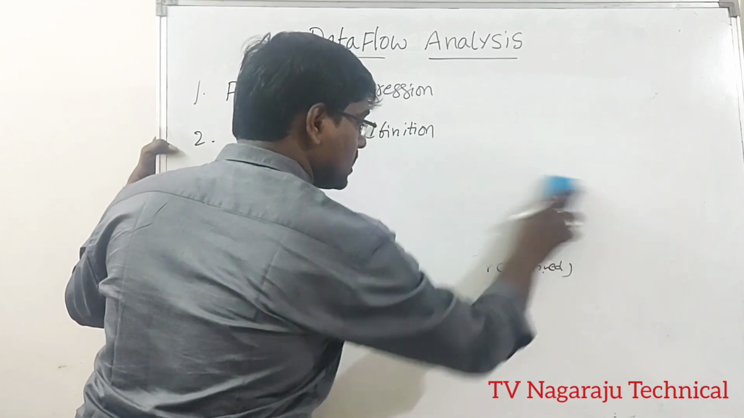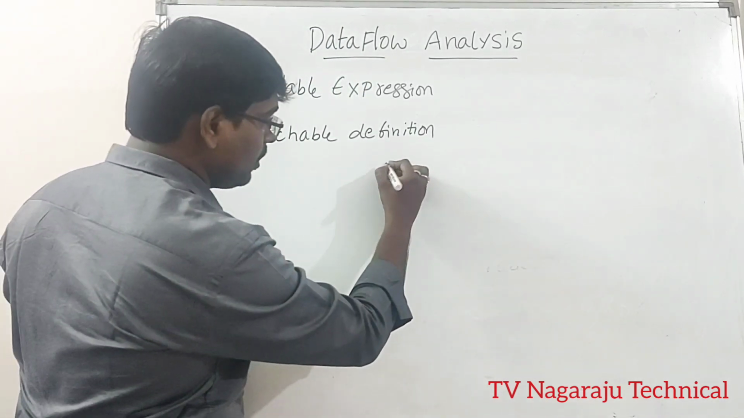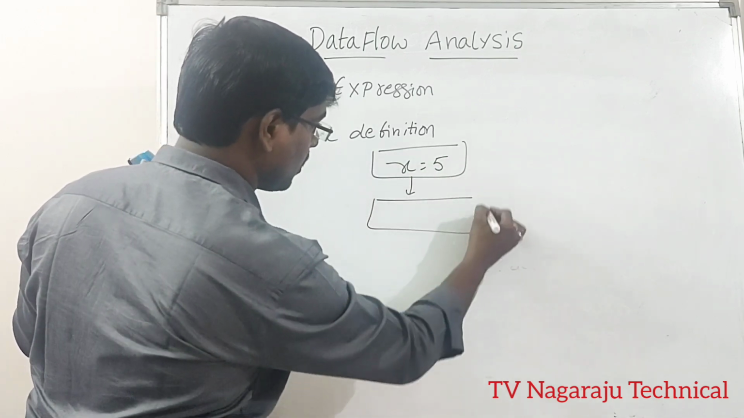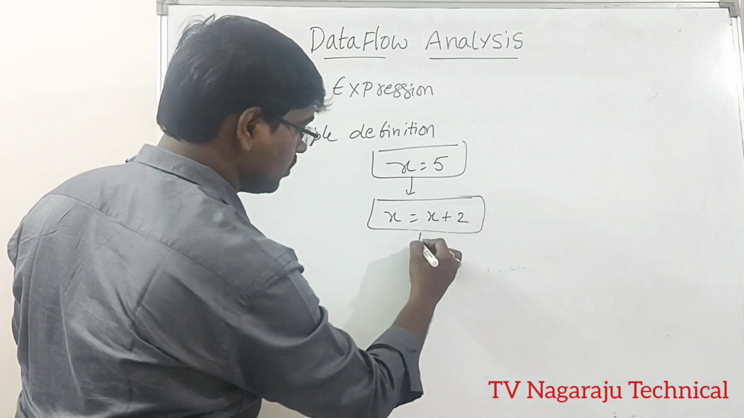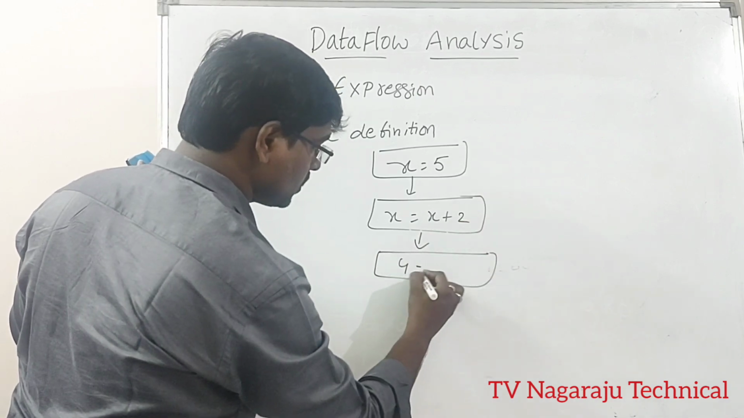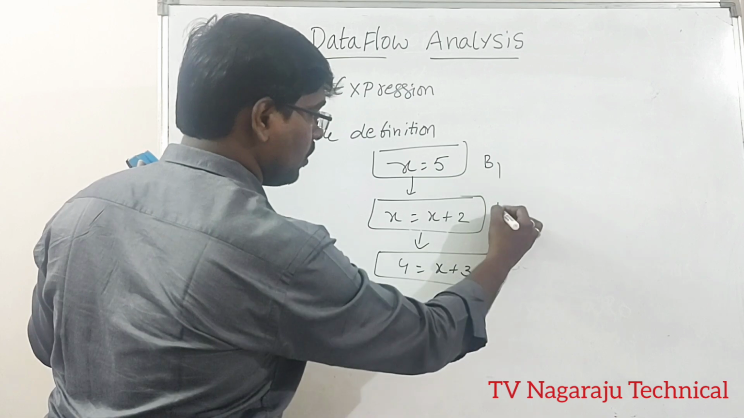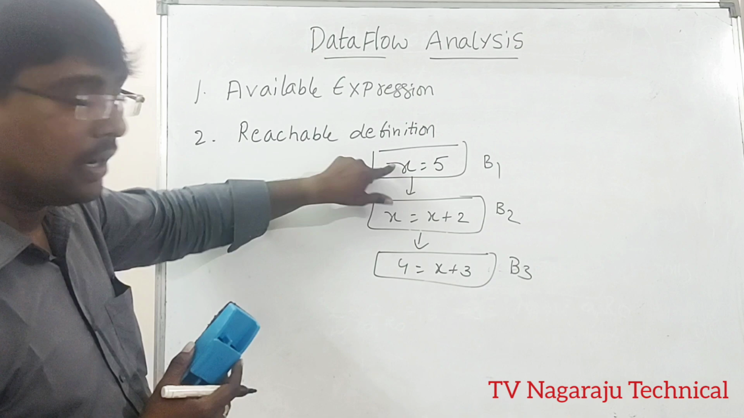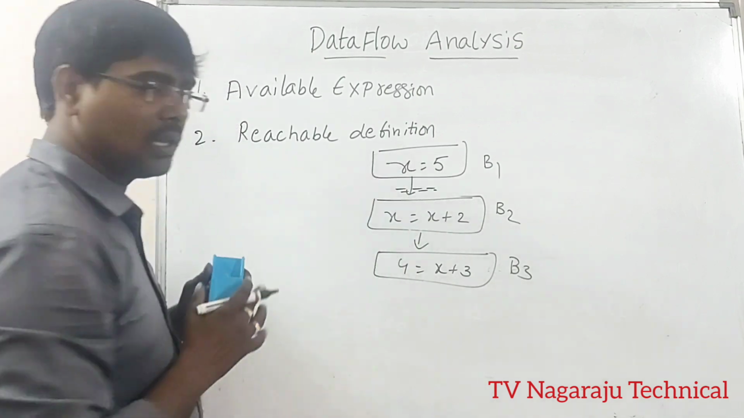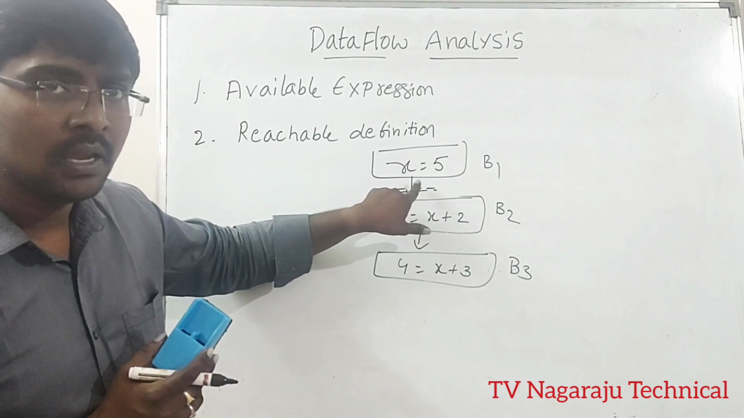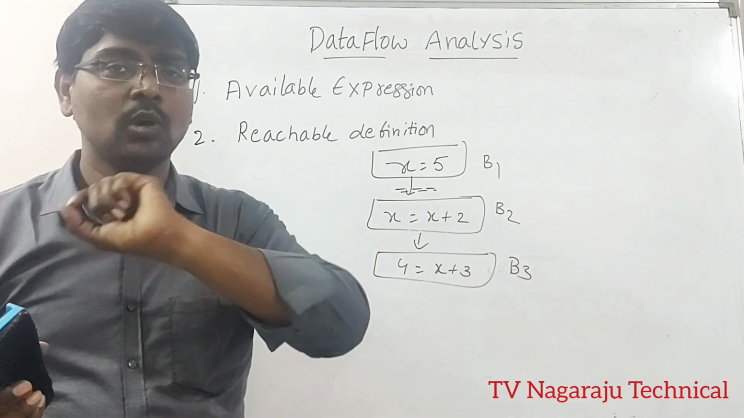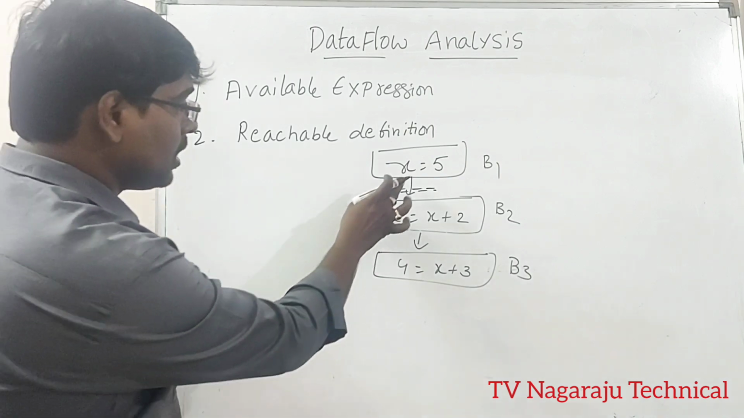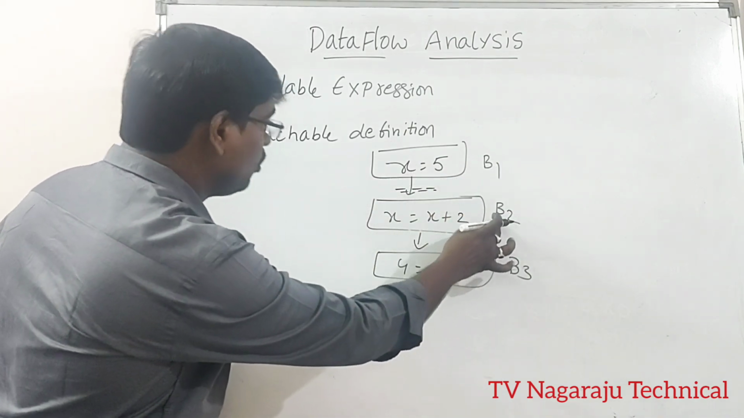I will give you one example. For example, x is equal to 5. Now, x is equal to x plus 2. Suppose y is equal to x plus 3. Blocks b1, b2, b3. Here we are defining one point. In between, some statements are there. In all the statements, assume the value of x is not modified. So, for example, b1 to b2.